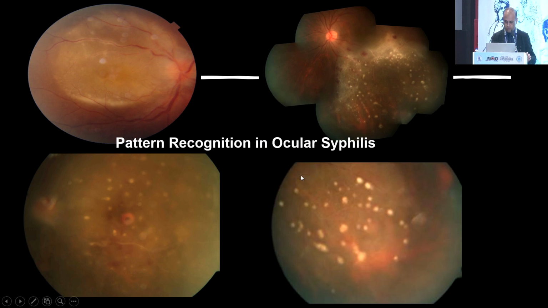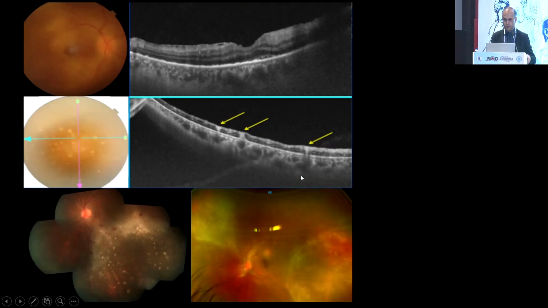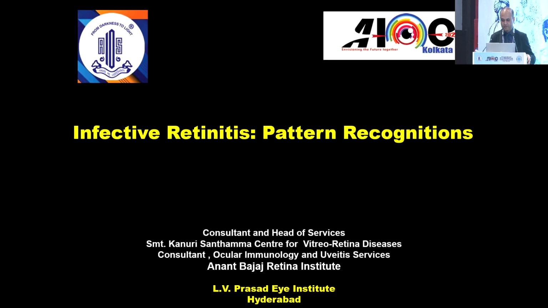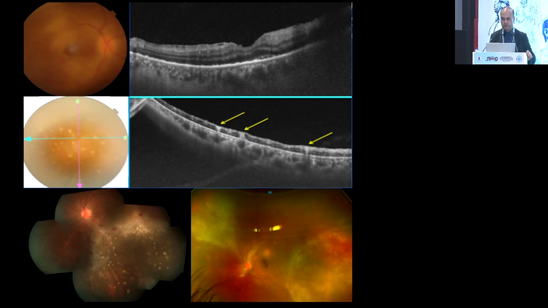I'll just take 1 more minute for this. So if you do an OCT through this placoid retinitis, you will see this RPE nodularity, and an OCT through these miliary lesions may show a full thickness retinitis. If that's there, it kind of clinches it to be possibly a case of ocular syphilis. So these are common patterns which we can easily identify.